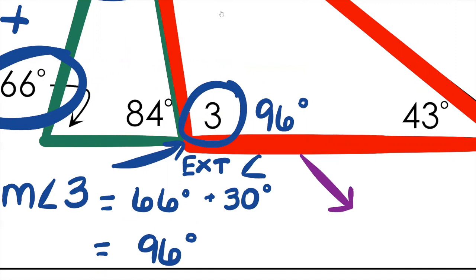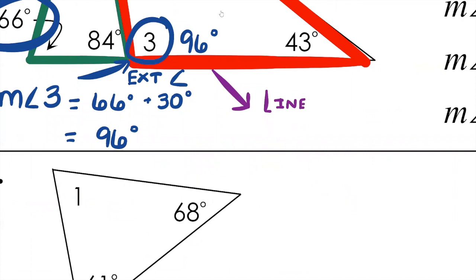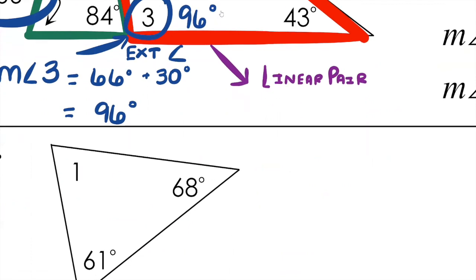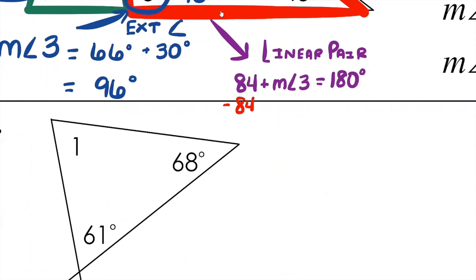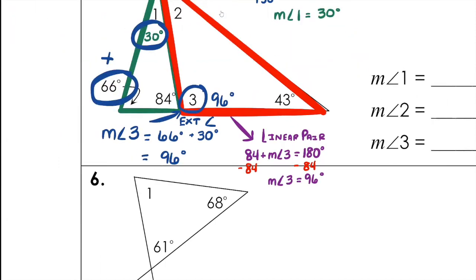Not quite substitution. So 84 and 3 are on the same line, being cut by a transversal. I can also use the linear pair theorem. What does the linear pair theorem tell me? The sum of my two angles are supplementary. So 84 plus the measure of angle 3 equals 180. And then when I subtract 84, what do I get? 96. What do we get when we use our exterior angle theorem? 96. So either way, we can get the same answer.